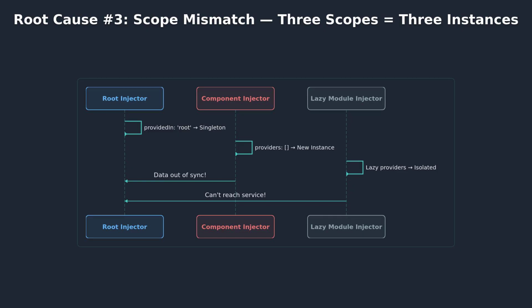Root cause number 3 gets even worse: scope mismatch. Angular has 3 injector scopes: root, component, and lazy module. You provide a service with providedIn root, but then you also add it to the providers array of a component. Now you have 2 instances, one singleton for the app, one unique to that component tree. Data doesn't sync between them. The user updates their profile in one component, and the other component still shows old data. There's a 4th scope most developers don't know exists, and I'll reveal that in a moment.